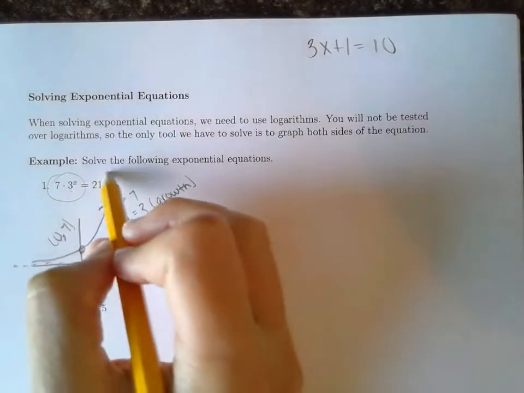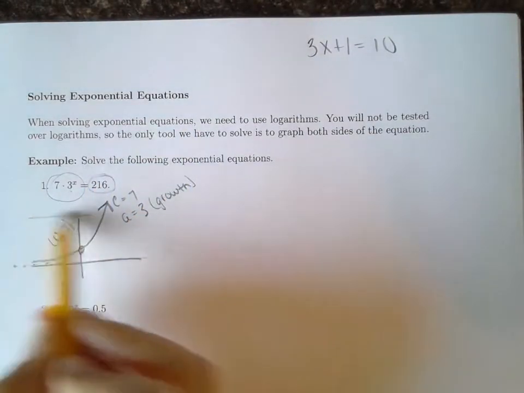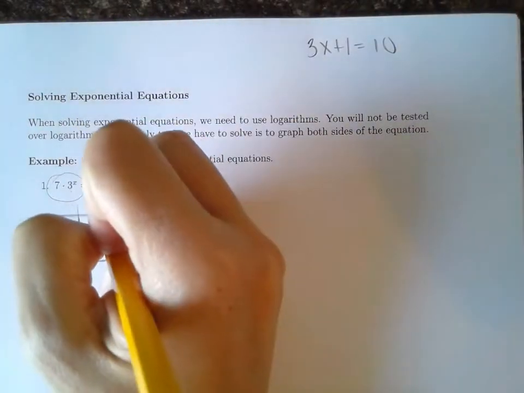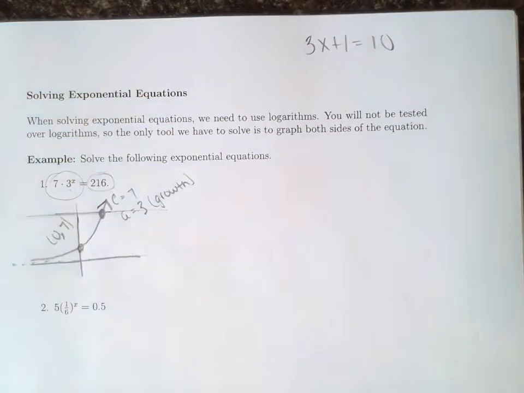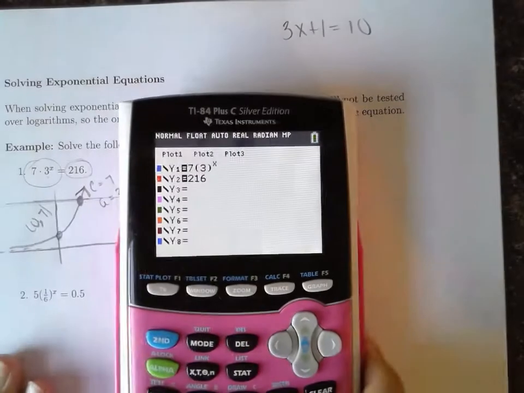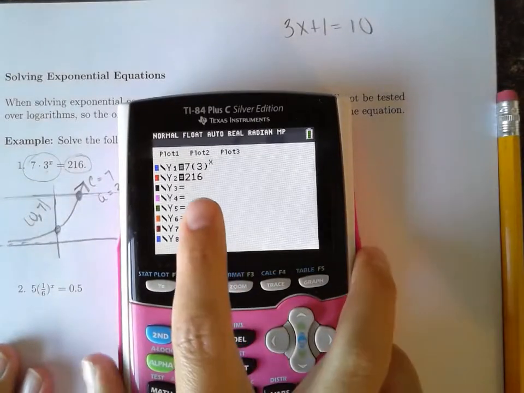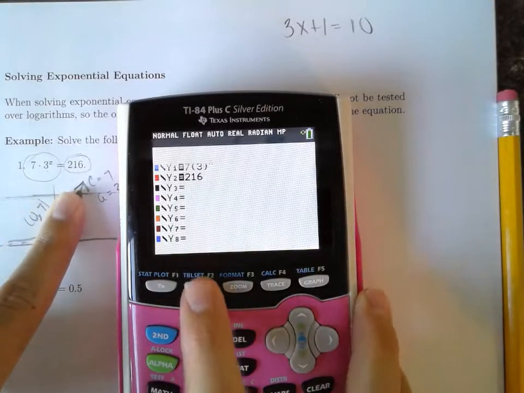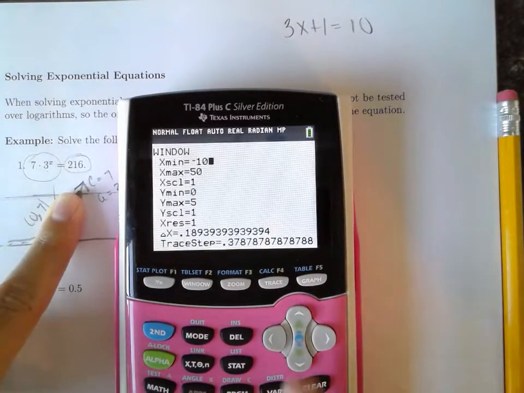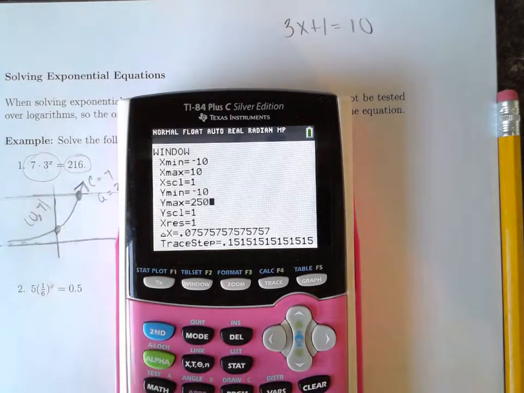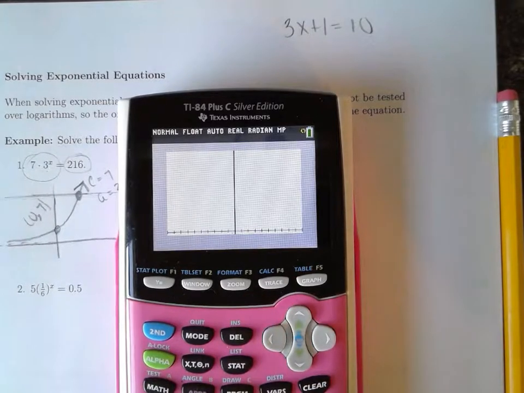When we graph 216, that's a constant function, so we're going to have a horizontal line. We can graph this by hand, but this is the point we're looking for, and I definitely suggest having a calculator for that. We at least need to go up to 216 to get in this line, so let's change our window. I'm going to do -10 to 10 for the x. For the y, I'm going to do -10 up to 250, just so we can have a good picture.